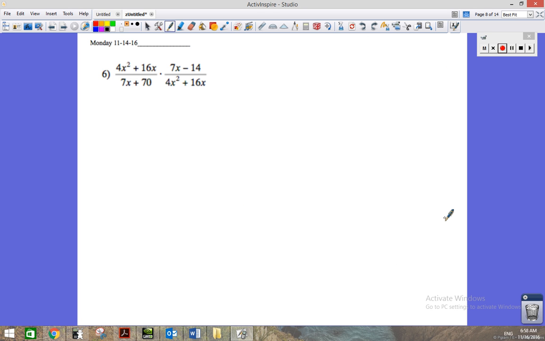Alright, so let's take a look at this guy. We have the multiplication of 2 fractions, so we can multiply these numerators together and multiply these denominators together, and we can view this as a single fraction. So we don't have any trinomials, any 3 terms, so we don't have to do the x method, but we do want to factor these binomials.